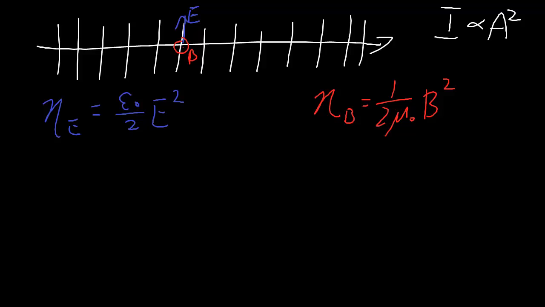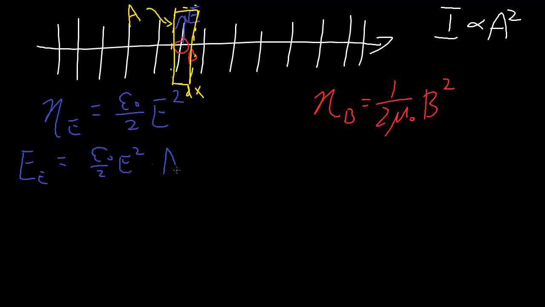So what volume are we talking about? Well, we're going to try and capture a specific plane. It's got dx as a length and some kind of area. The area is arbitrary because the plane wave is uniform in the whole plane, so the E stays the same. So the energy, let's just stick to the electric case for now. U is equal to the energy density times A times dx.